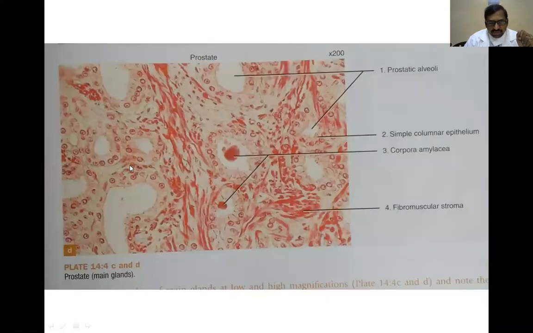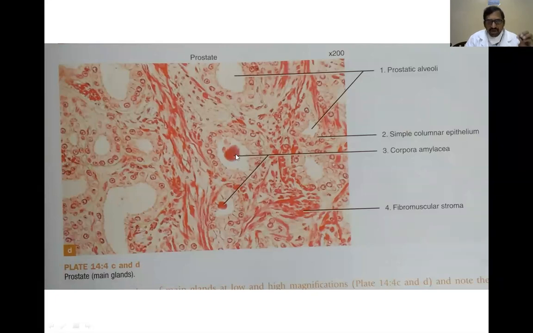This is one alveolus, and this is another alveolus. In between is the fibromuscular stroma, and this is the lumen of the alveolus. Within the lumen, there are red bodies. They are nothing but the corpora amylacea, also a most important characteristic feature of the prostate gland.